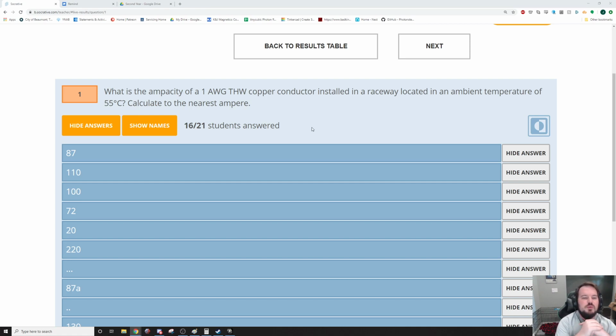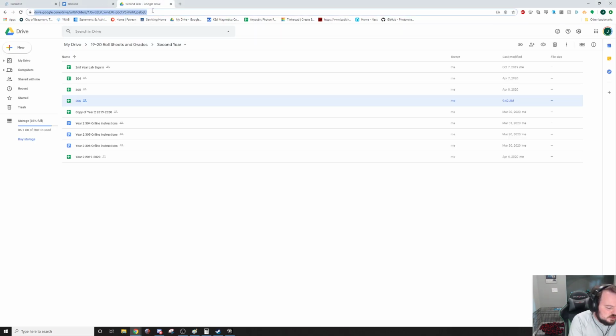What is the ampacity of a 1-gauge THW copper conductor installed on a raceway located at an ambient temperature of 55 degrees Celsius? So, there's a few things to break down.